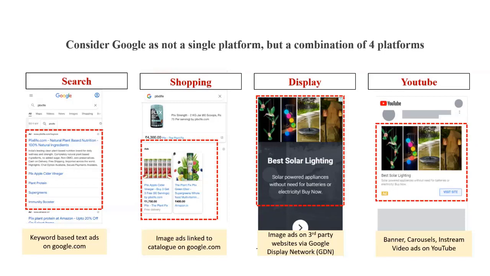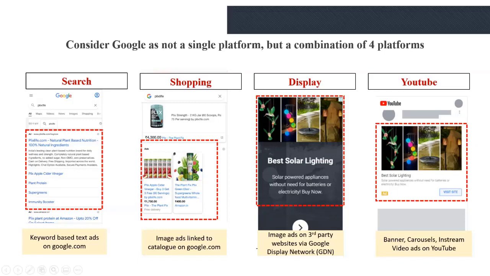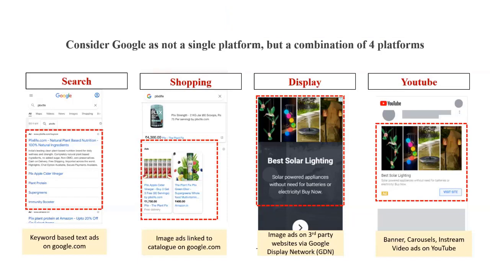The third, what I'm going to talk about today, is display ads. These are ads which show on Google Display Network. These could be third-party apps and websites. And the last, on the extreme right, is YouTube ads. Now, YouTube is also a part of Google, where you show ads on the YouTube platform. These could be video ads, these could be carousel ads. So when we talk about Google ads, it's extremely important to understand these four different pillars of Google ads.